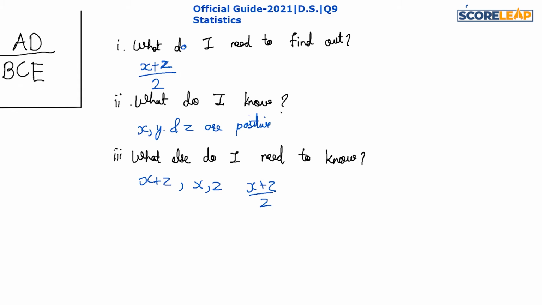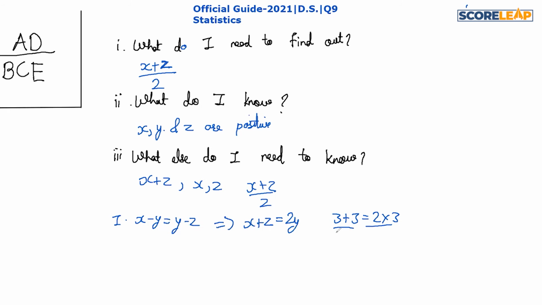Now let us jump to statement 1. So what does statement 1 say? Statement 1 says that x minus y is equal to y minus z, which implies that x plus z is equal to 2y. So here we can take any value of y and put it over here, so we won't get a definite answer for x plus z divided by 2. Let us take x, y and z as 3, 3, 3. So if we put 3, 3, 3, the statement holds.